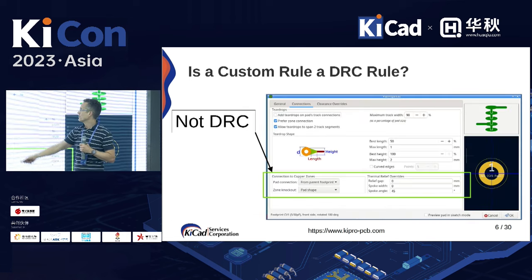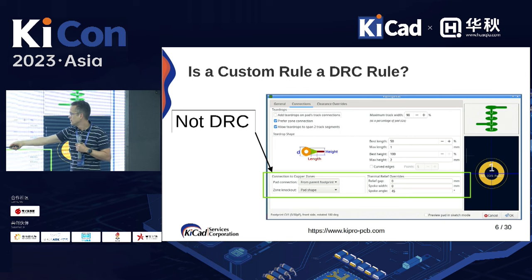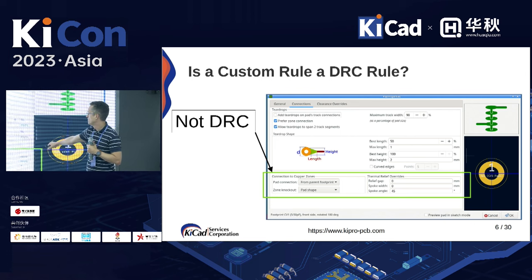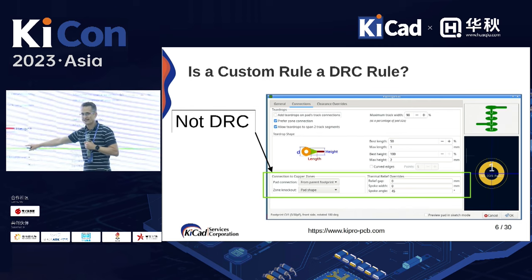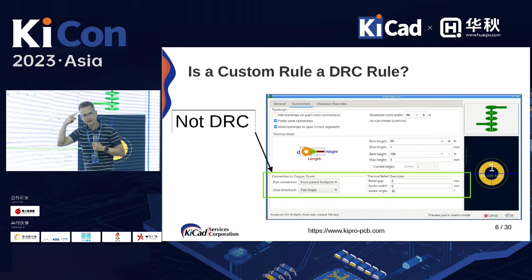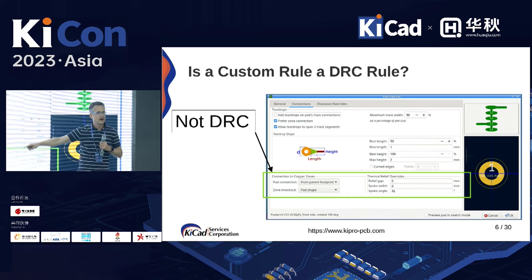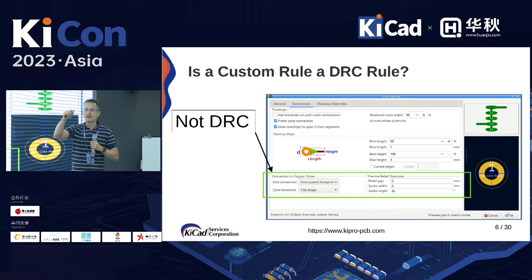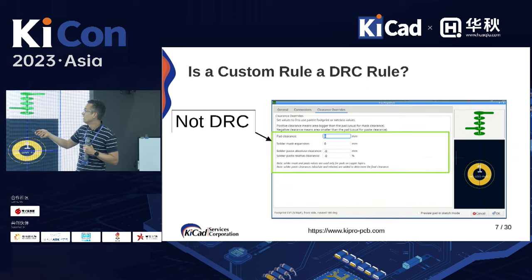We're not going to leave you alone here. So first, is this custom rule a DRC? Notice these down here: any custom rule that affects these things is not DRC. So connections to copper zones affect the zone fill, not DRC. Thermal relief overrides affect the thermal reliefs that we generate in the zone fills, not DRC. So again, these are not DRC, because they affect zone fill.